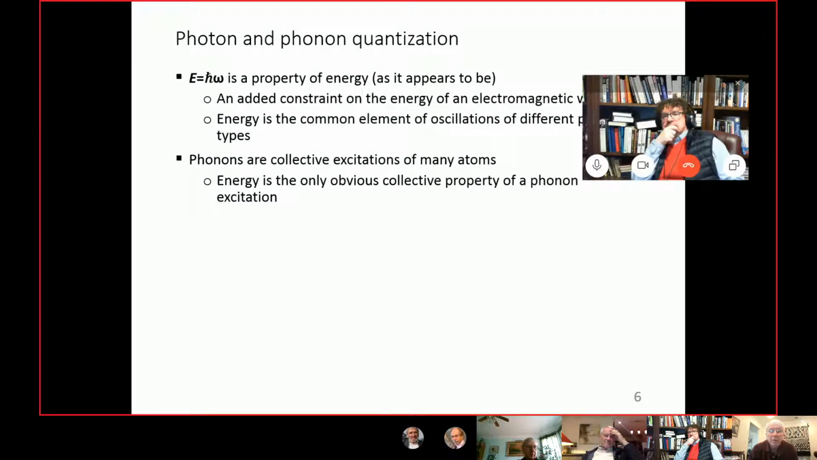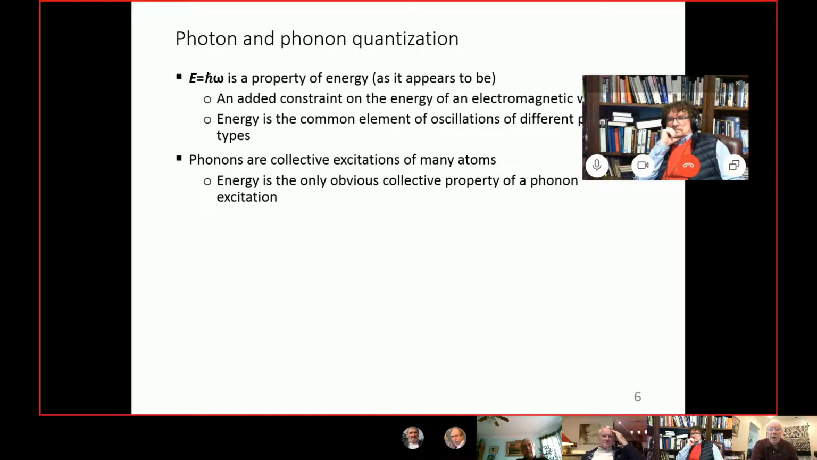And if we look again at photons and phonons, the relationship E equals h bar omega is a property of energy. You look at the equation and say, well, it's obvious how you would interpret it. It's saying energy is a wave proportional to omega, with a fundamental constant giving its relationship and size. So it is an added constraint on the energy of an electromagnetic wave, because the energy of the wave has to support the properties of energy.